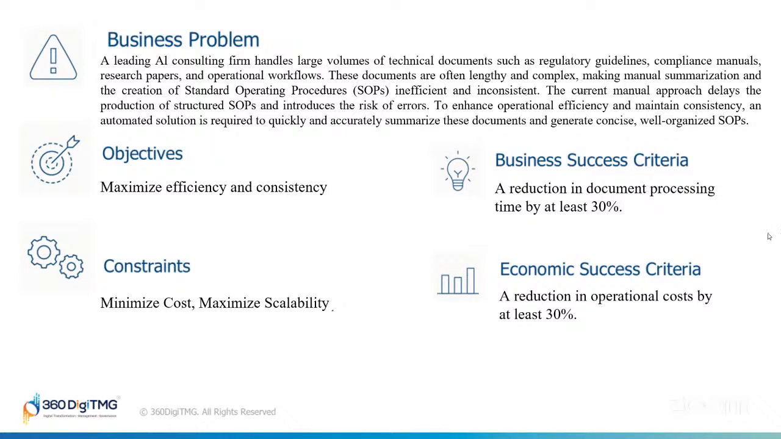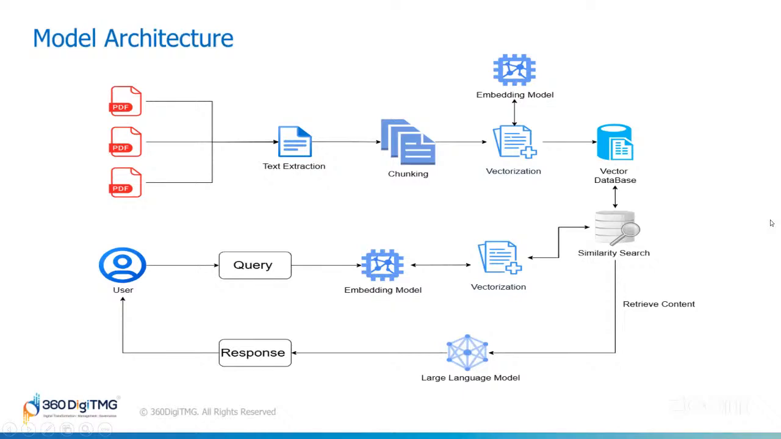So let's see the model architecture. In this model architecture, we have multiple PDFs. Multiple PDFs means it might be 10 or 20 or 50, based on their company requirement or their company standard operating procedure. So this is our input data. Our system starts with the collection of PDF documents containing the standard operating procedures. This PDF collection serves as a knowledge base.